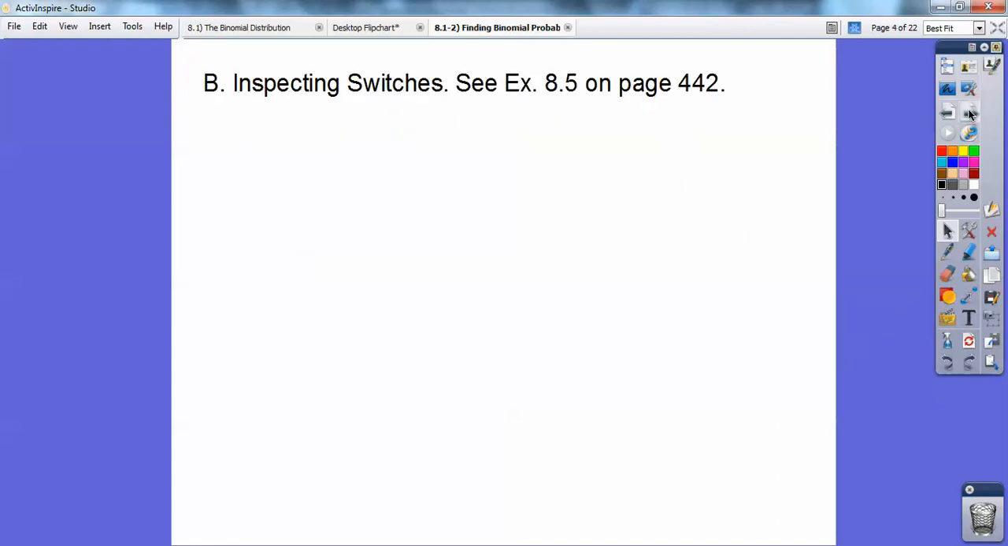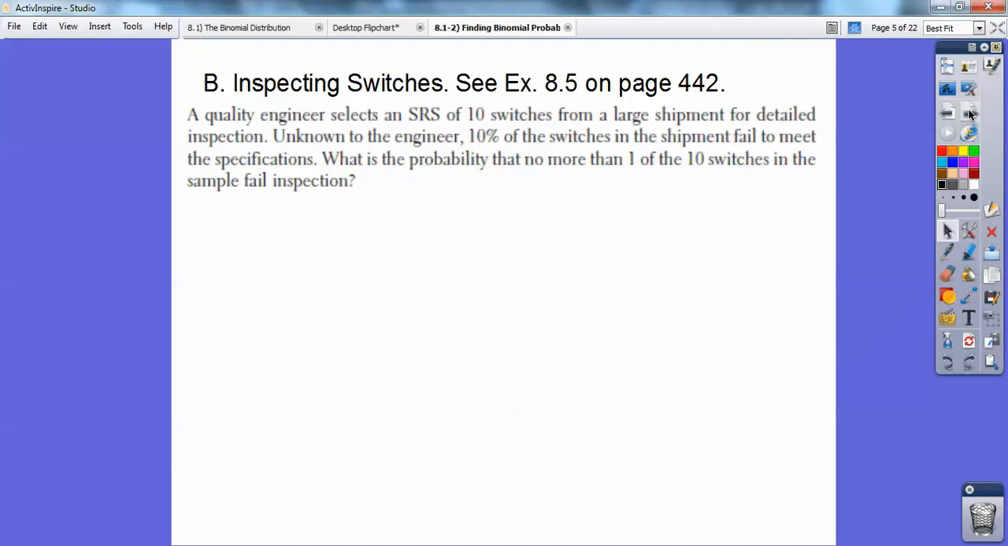So we're going to inspect those switches again. This is the same problem, but we're going to do a little twist here. This is example 8.5 on page 442. A quality engineer selects an SRS, a simple random sample, of 10 switches from a large shipment for detailed inspection. Unknown to the engineer, 10% of the switches, so there's our probability right there, 0.10, in the shipment fail to meet the specifications.